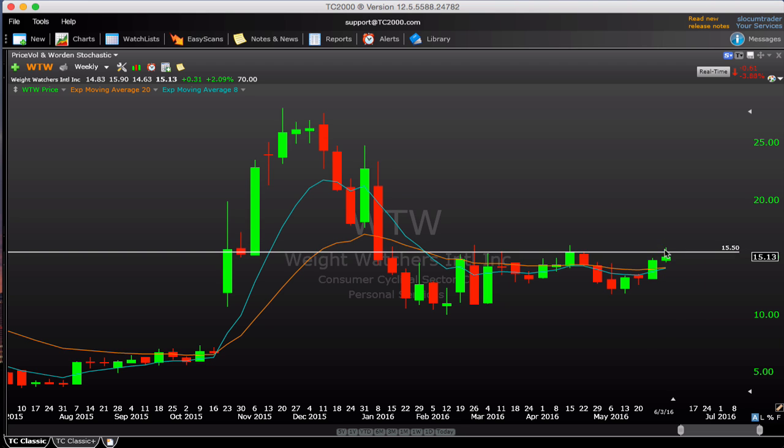I like the failure here actually at 1550 again, because it does reinforce that there is a significant level and significant amount of supply at 1550. Therefore, if it can clear it, that would be a nice all clear green signal to perhaps get long this. So keep WTW on your watch list.